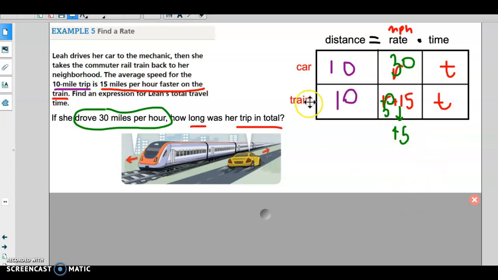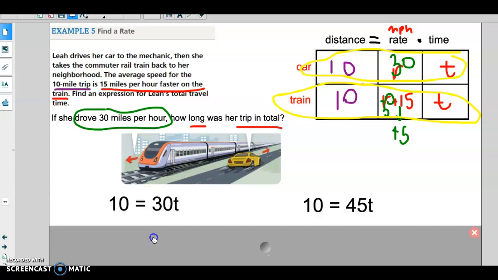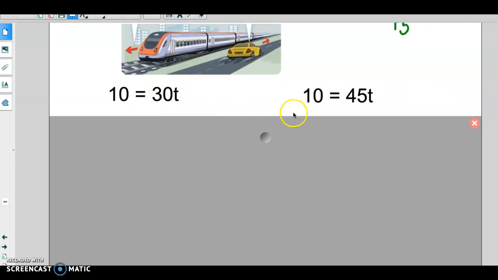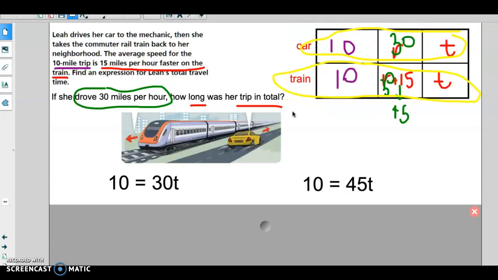From there, I want to create 2 equations. And those 2 equations are from this distance equals rate times time formula. I want to create an equation for my car, and I want to create an equation for my train. And what that's going to be is going to go straight across. It's going to say 10 equals 30 times time, right? My distance equals my rate times time for the car. And then again, 10 is my distance equals my rate, which is 45 times t. So I've just created these two equations, and I'm going to go through and solve them for t.